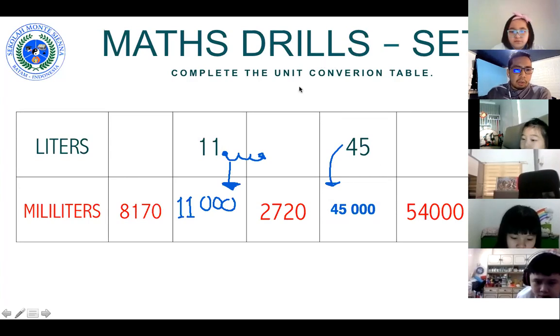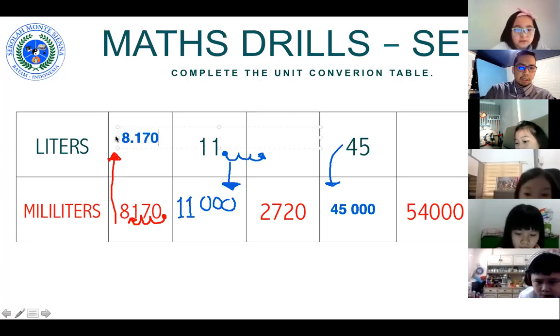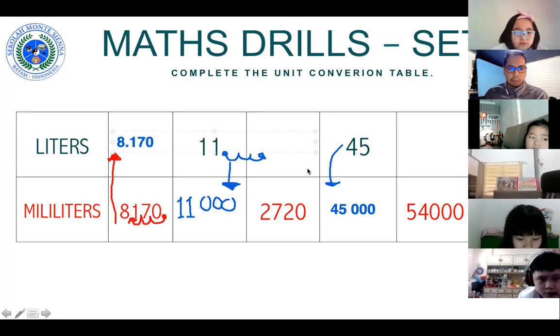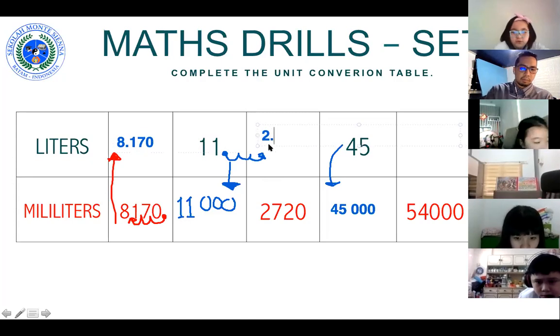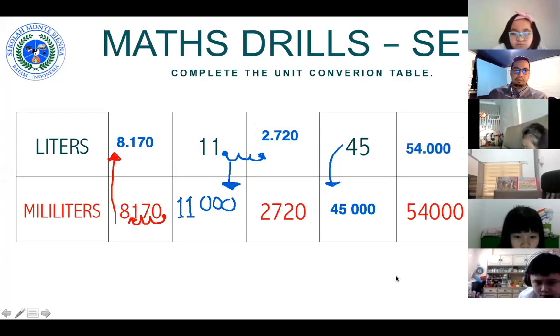How about milliliters to liters? This one. Let's use red. How to do it? But the point, right? Yeah, we go to left. One place. 8.170 liters. How about 2.720? 2.720. How about 54000? 54.000. Like this? Yes. Very good.